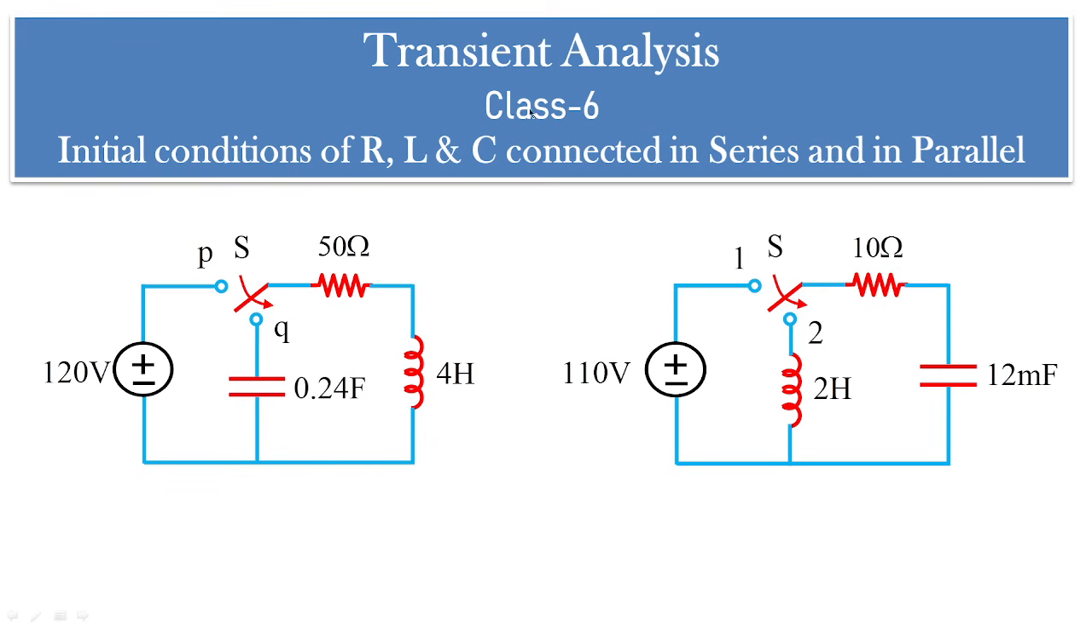In class 5, resistors are used with the inductor and capacitor, and in this particular case, class 6, how is it different? Instead of a resistor at position 1 and position 2, we have taken passive elements as 0.24 farads and 2 henries, and we have tried to understand the behavior of transient analysis in terms of initial conditions.